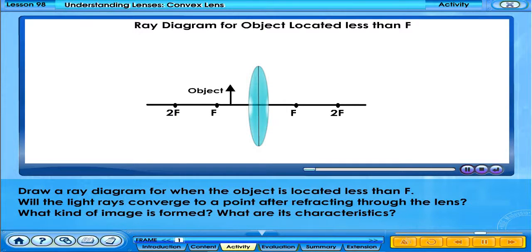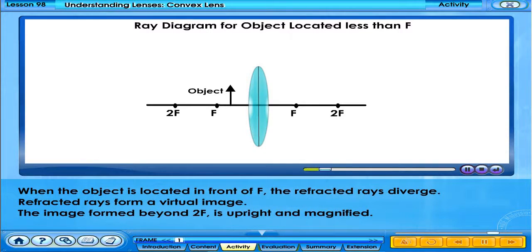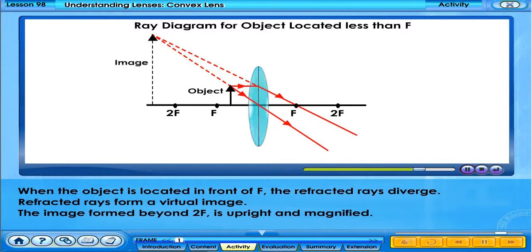Draw a ray diagram for when the object is located less than F. Will the light rays converge to a point after refracting through the lens? What kind of image is formed? What are its characteristics? When the object is located in front of F, the refracted rays diverge. Refracted rays form a virtual image. The image formed is upright and magnified.